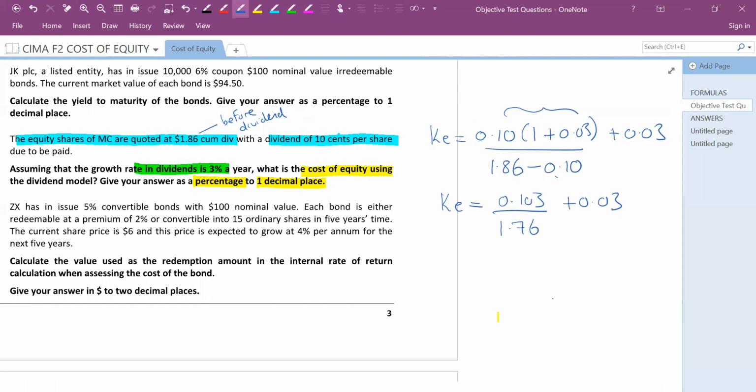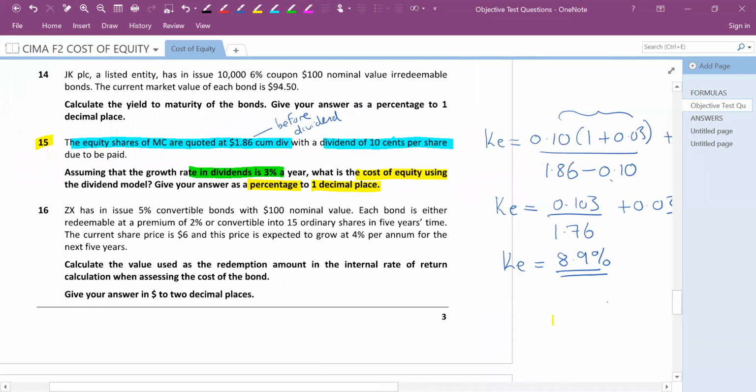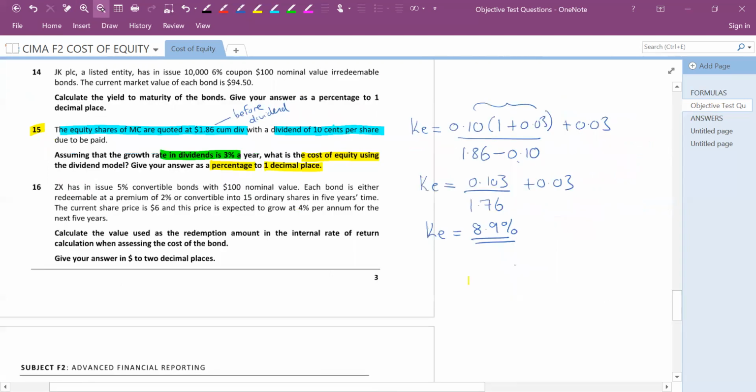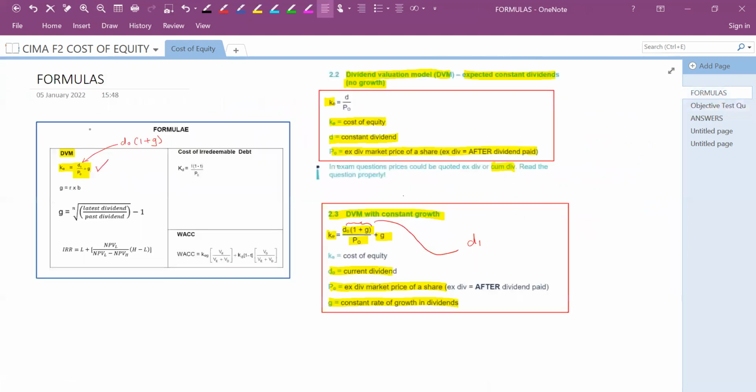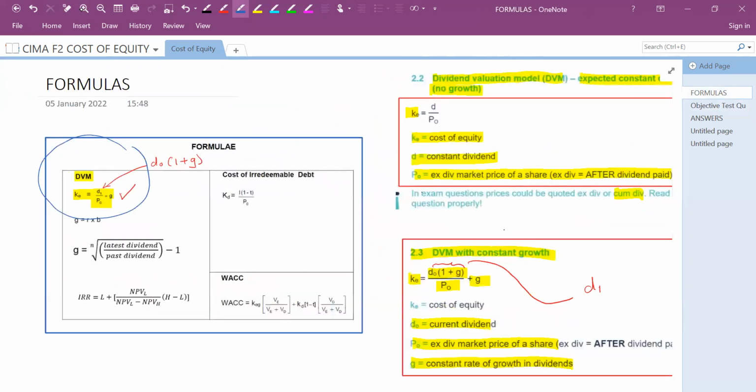I get 0.0885227 on my calculator. To 1 decimal place, that's going to be 8.9%. So this is a question where the examiner wants you to take into account your knowledge of an expected growth in the rate of dividends and so on. The formula given to you in the exam and made available to you on the screen will help you with that particular type of question.